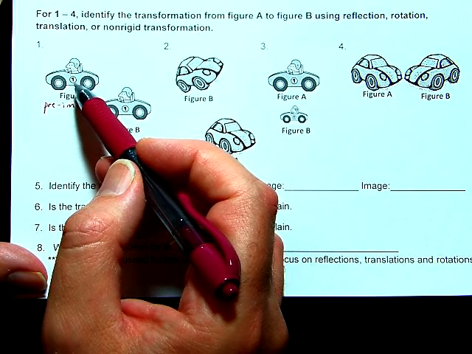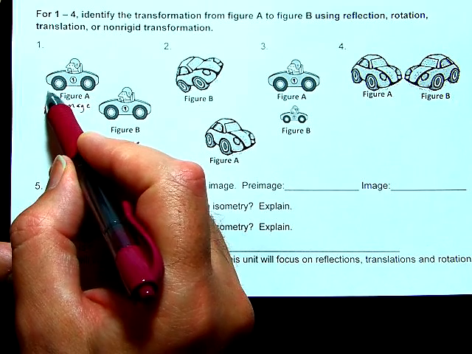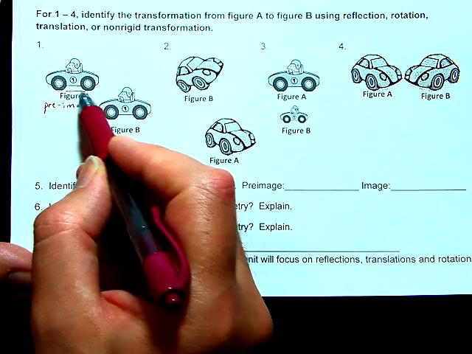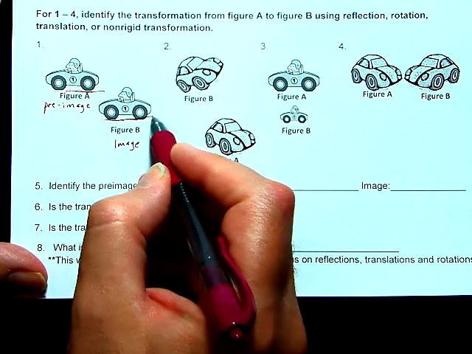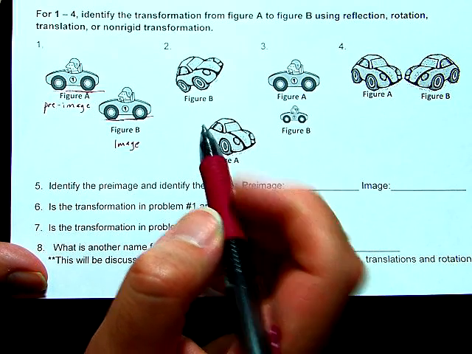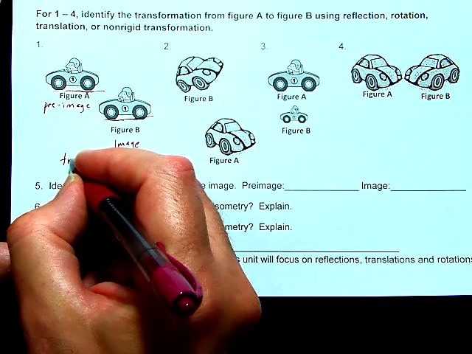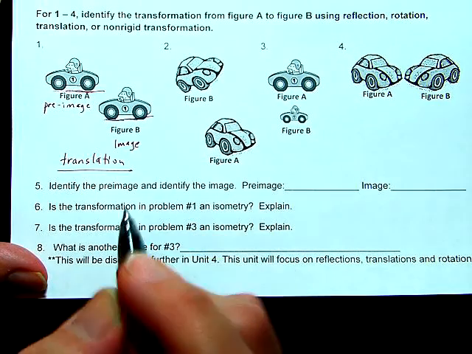The other question is, is there any rotation going on? Well, the road seems to be sort of horizontal, and the road here seems to be sort of horizontal. So there really hasn't been any rotation at all. The only thing left is translation. So this is a translation, and it's a pure translation. It's the only thing that is going on here.